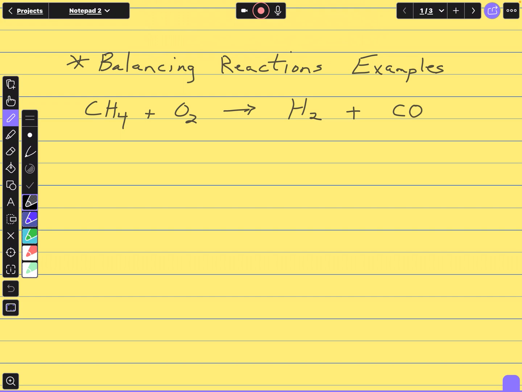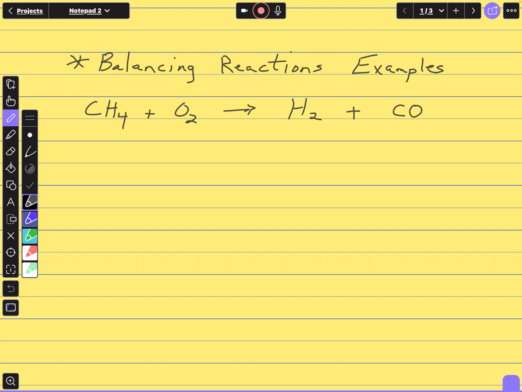So balanced reactions is a review. On the left side of my arrow, I have my reactants. In this case, it would be CH4, which is methane or carbon tetrahydride, and oxygen gas. And on the right side, I have my products, which in this case is hydrogen gas, H2, and then CO, which is carbon monoxide. The arrow means to yield or to produce. And I have, in this case, two reactants and two products.